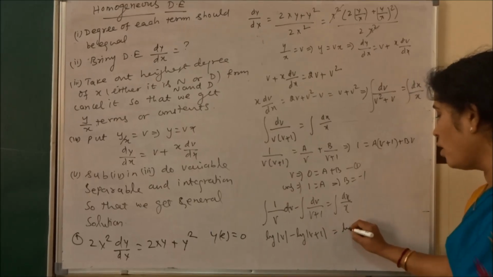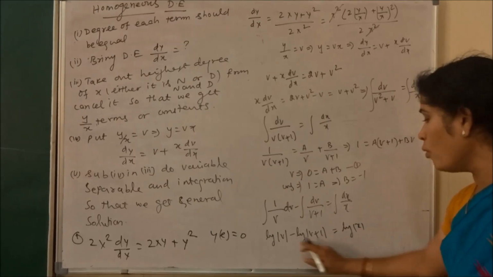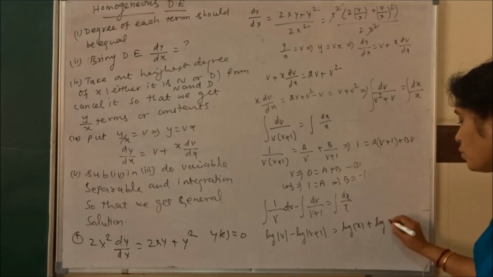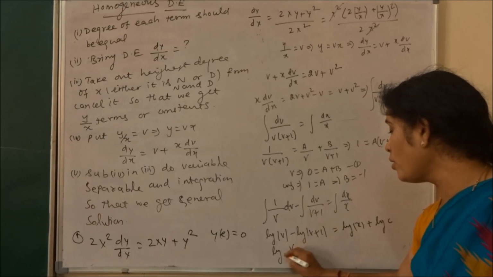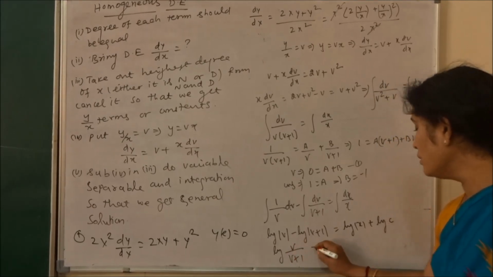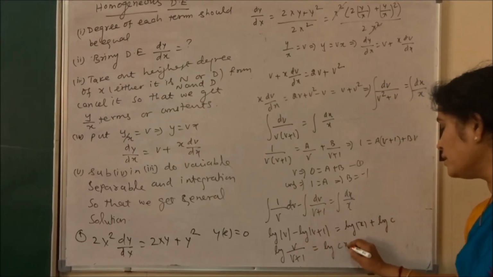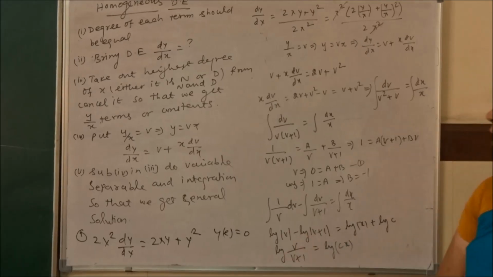Now that is equal to log x. If you are getting log, then add the constant also as log c. Clear? Now what is the value of this? I can write log v minus log of v plus 1, that is equal to log cx. Okay, fine. Log both sides cancel.